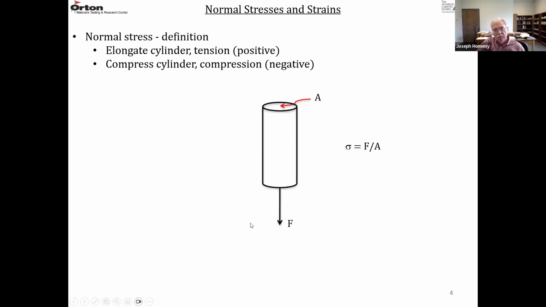So this is a simple diagram to show a normal stress. So we have a cylinder, we apply a force to that cylinder, and then the area of the cylinder is A. So simply, the stress equals the force divided by the area. If we apply the force to elongate the cylinder, it's in tension, and that's a positive stress. If we compress the cylinder, it's in compression, and that's a negative stress.